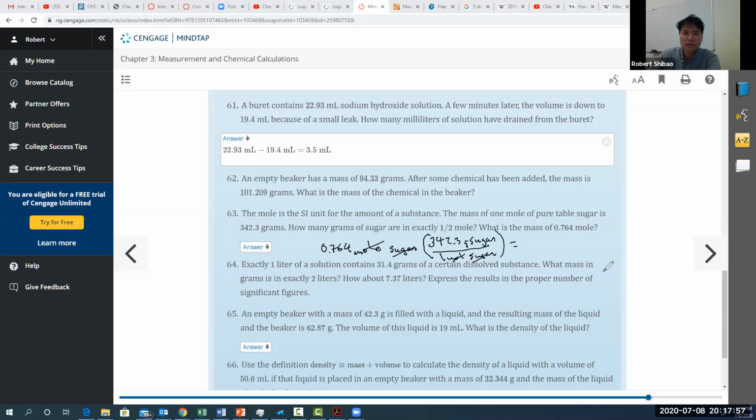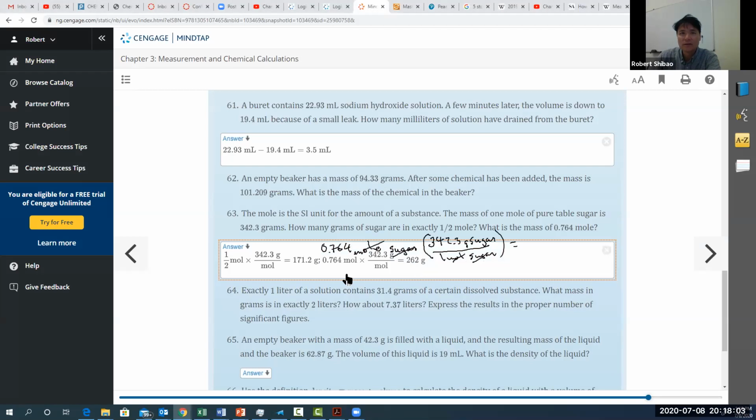Here, they're going to do the same thing. They're not going to show us the rounding step because whoever did this doesn't do it. Here they use dimensional analysis for the half mole as well, which is fine. Half mole is exact, they said, and so this would be 4 sig figs. 0.764 is 3 sig figs. This is 4 sig figs, so we're allowed 3 sig figs.